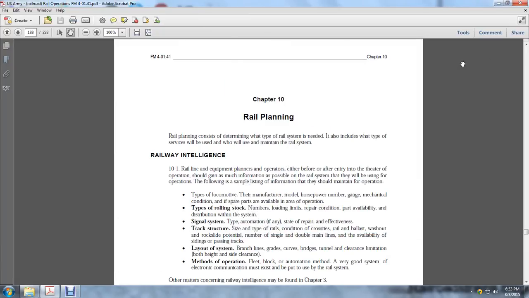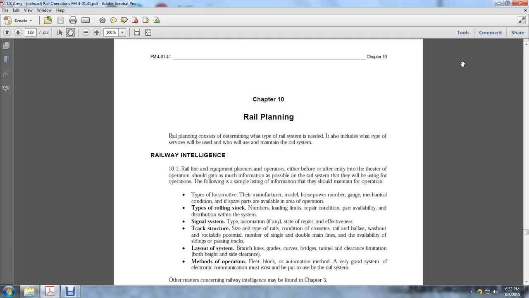Okay, Chapter 10, Railway Planning. Railway planning consists of determining what type of railway system is needed. It also includes what type of service will be used and who will use it and maintain the railway system. Railway intelligence. Railway line and equipment planners and operators, either before or after entry into the theater of operation, should gain as much information as possible on the railway system that they will be using for operation.